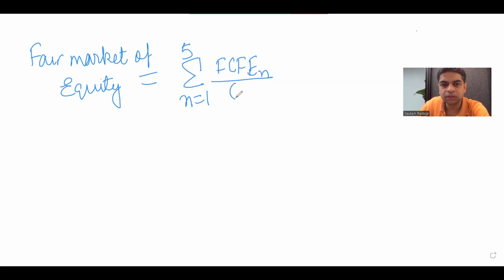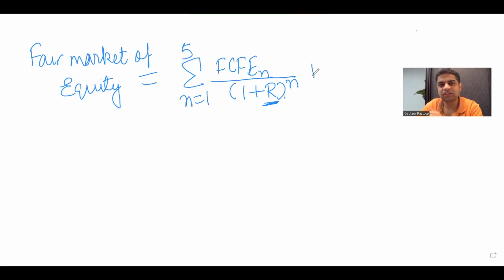And then discount them to the present using a certain rate of return. Yeah. So since our n is 5, for 5 years you estimate cash flows and discount them to the present. But what happens after 5 years?